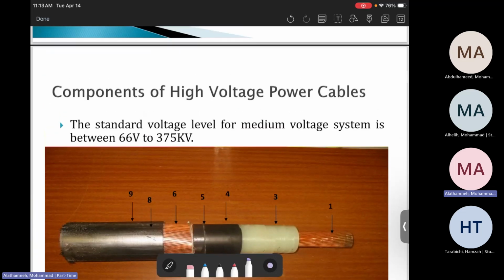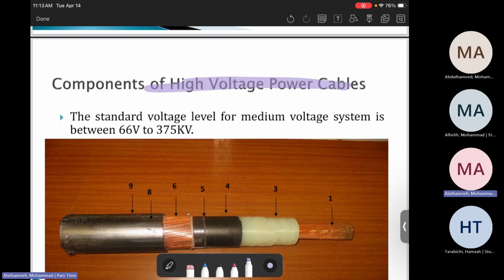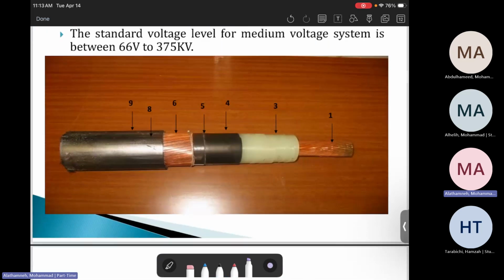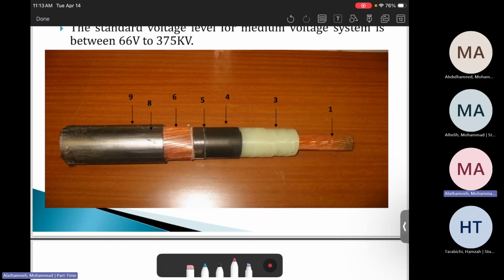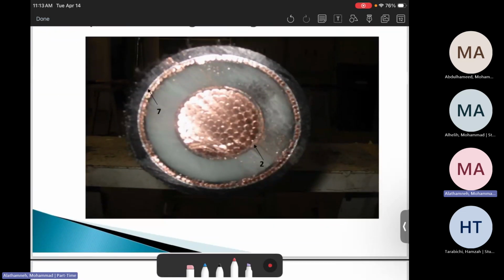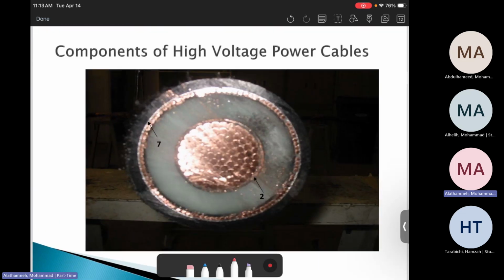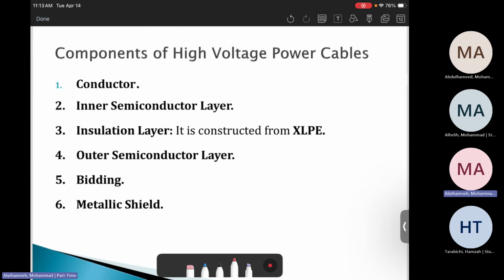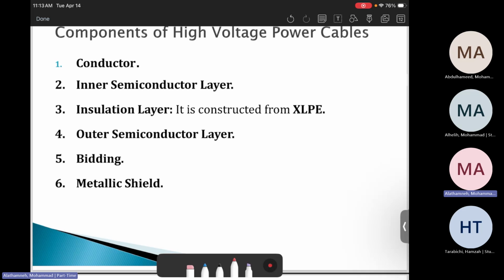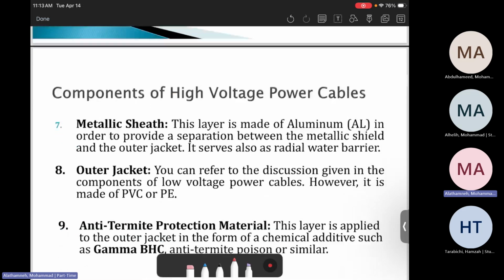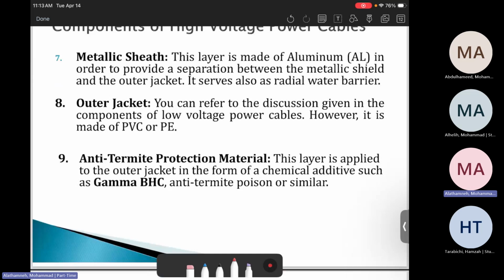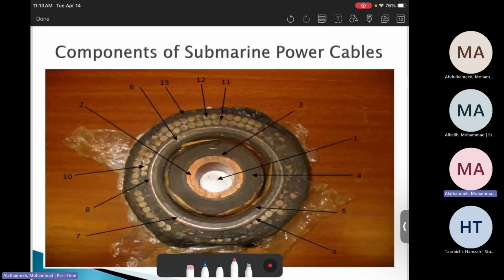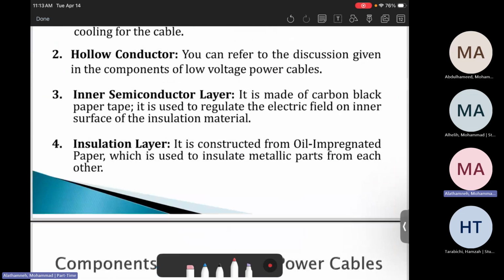Now let's talk about the high voltage cable, then we will stop for today. High voltage power cables can be used between 66 kilovolts and 375 kilovolts. This is a single phase, by the way. There are numbers 1, 2, 3, 4, up to number 9, which is more complicated. Here is the cross-section area; you will see the thickness is very large. There is a conductor, the inner semiconductor layer, the insulation layer, the outer semiconductor layer, bedding, a metallic shield, another metallic sheath, the outer jacket, and anti-termite protection materials.